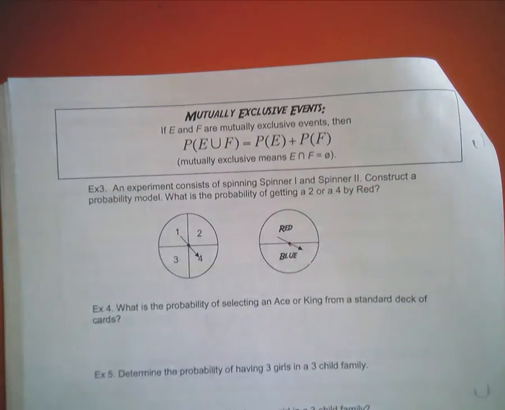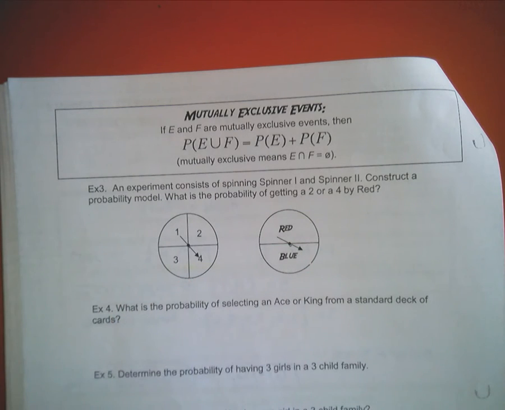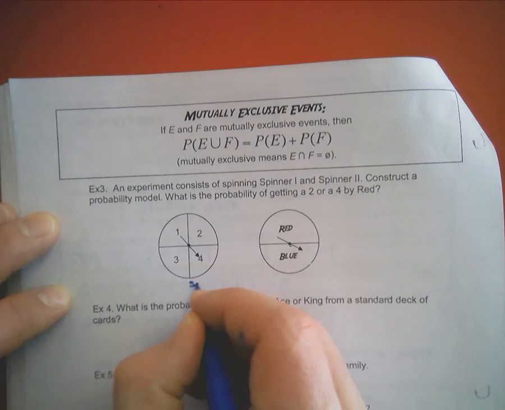Just like these spinners, there is no overlap of these spinners. We have two spinners here. So the experiment consists of these two spinners, spinner 1, spinner 2. It asks you to construct a probability model. And what is the probability of getting a 2 or a 4 red? Okay, so the first thing is I always like coming up with my sample size. So my sample size.